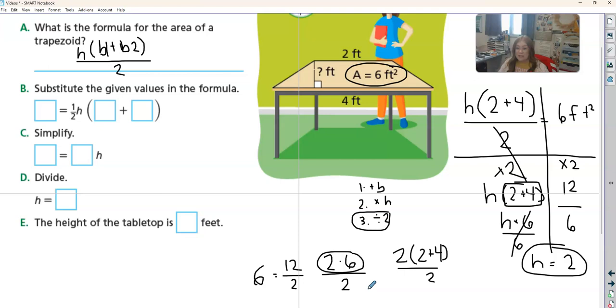So check, does it make sense? What we're doing is just working our way backwards. We couldn't do that, so we saved it. We did our parentheses because we could put those bases together, and then do the opposite to each of those things. So the height, h, is 2 feet, not squared, just 2 feet. The answer is squared.